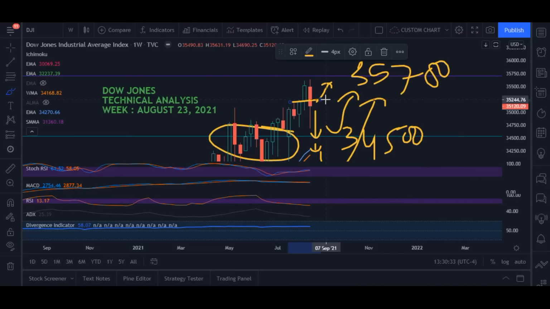Then we have the MACD. So the MACD here is not supporting the stock RSI, and that's the problem, because in my previous videos also I've told you that the MACD must support the stock RSI in order to get a clear direction here, or in any stock or in any analysis. The MACD is not supporting the stock RSI, and the MACD is partially bearish.